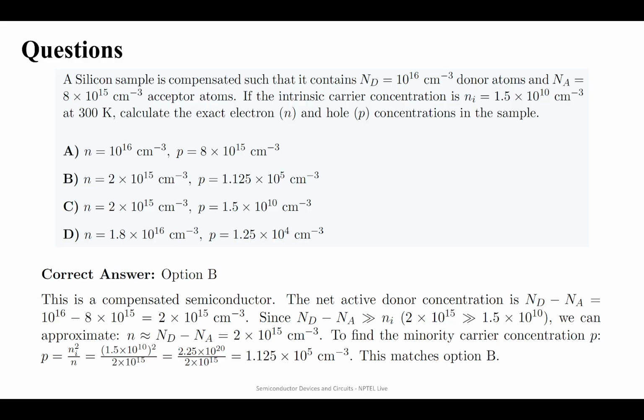which gives us 2 into 10 power 15 per centimeter cube, and then p would be ni square by n, which will give us 1.125 into 10 power 5 per centimeter cube, which matches option B.